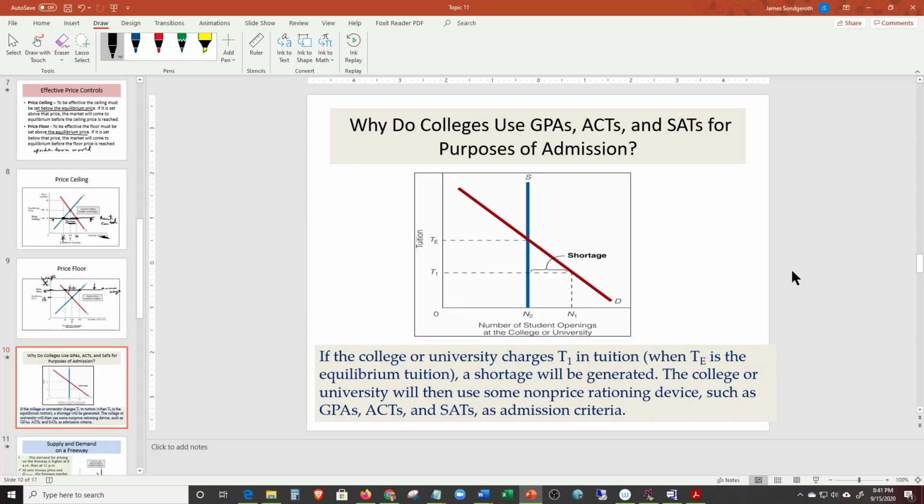So then I take this from the textbook. Do colleges use GPAs, ACTs, SATs for purpose of admission? Apparently some colleges are doing away with this, but basically what you have here is the number of students they can admit, and some colleges have a huge demand to get into their college, and at the tuition rate, even though it's huge.